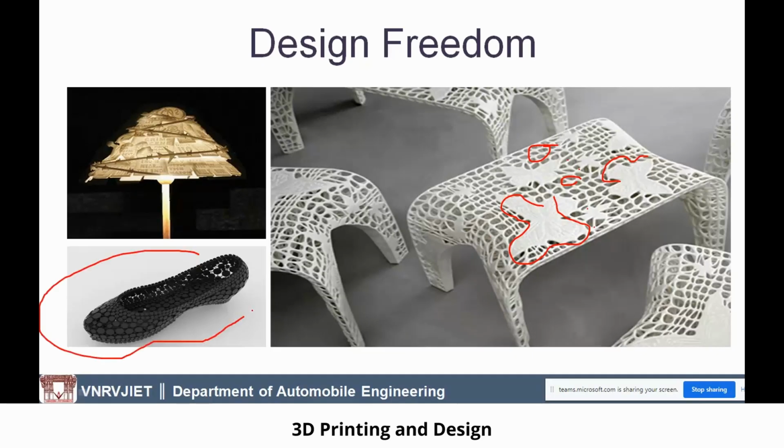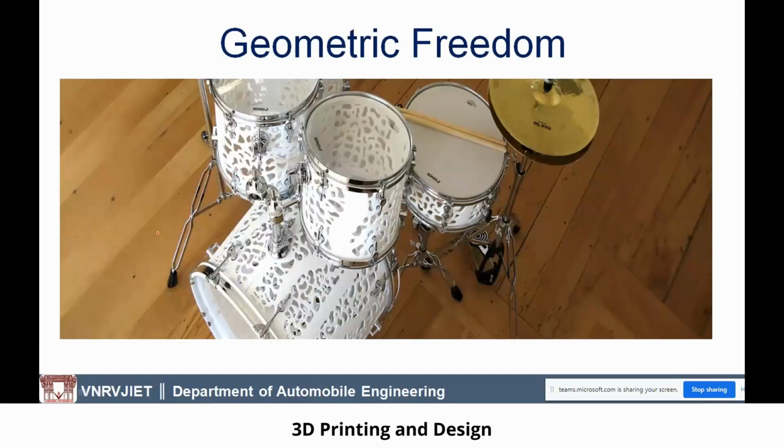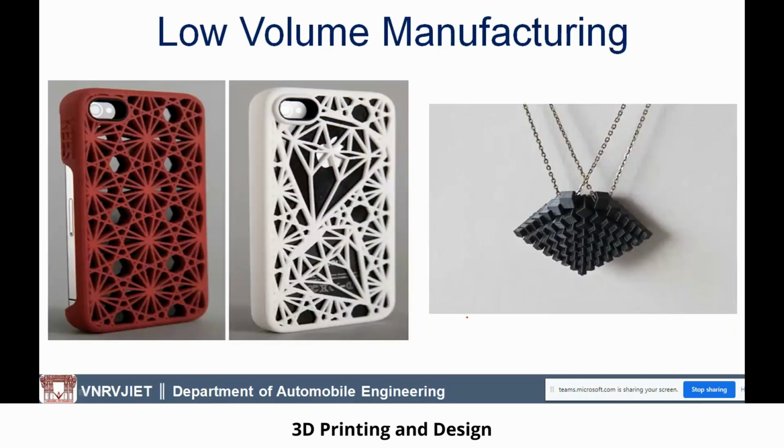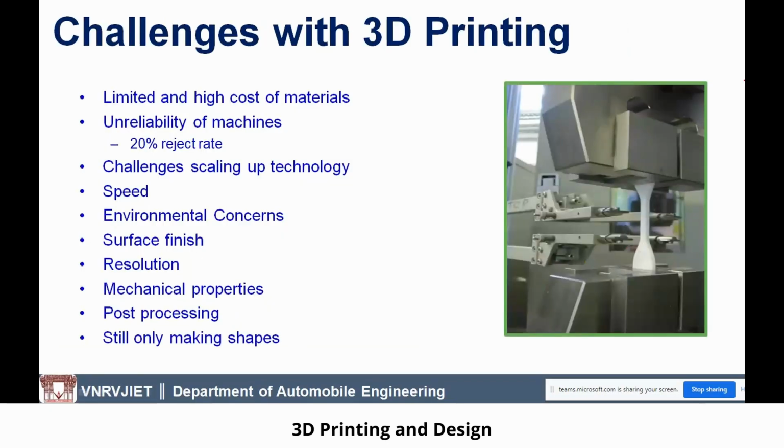You can see here a shoe can also be comfortably printed using 3D printing. And the geometry freedom, you can see here the peripherals. Whatever design you want, from an aesthetic point of view, good looking, we can print it. Now you can see the cell phone covers here, so the volume consumption is reduced using this.